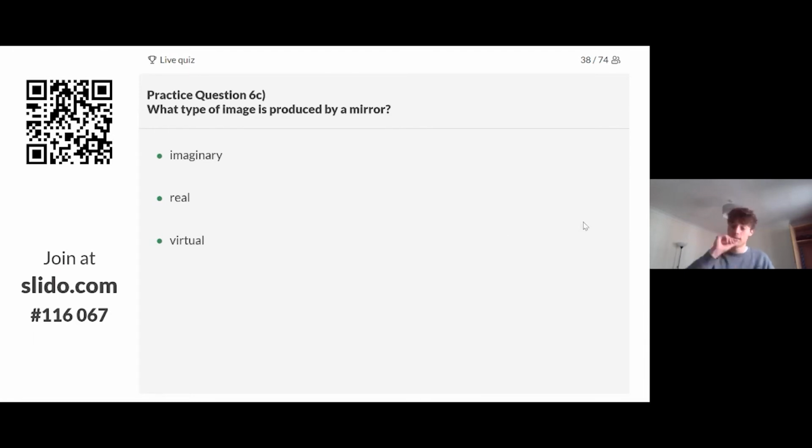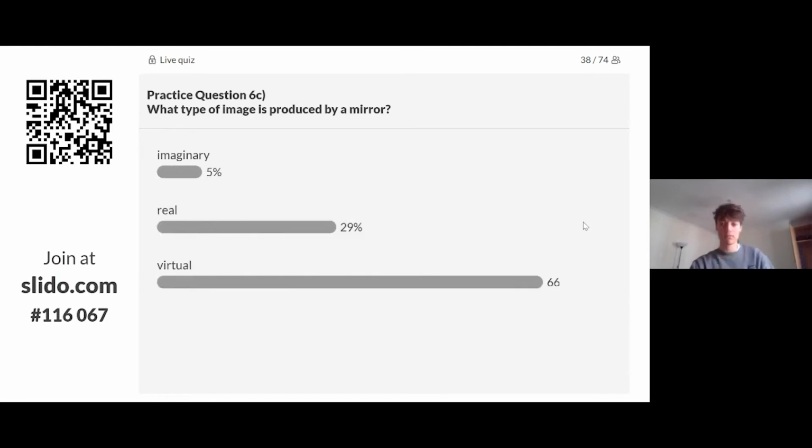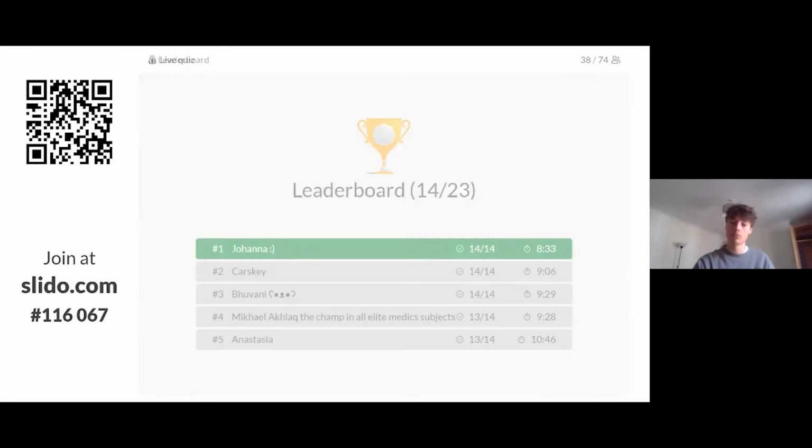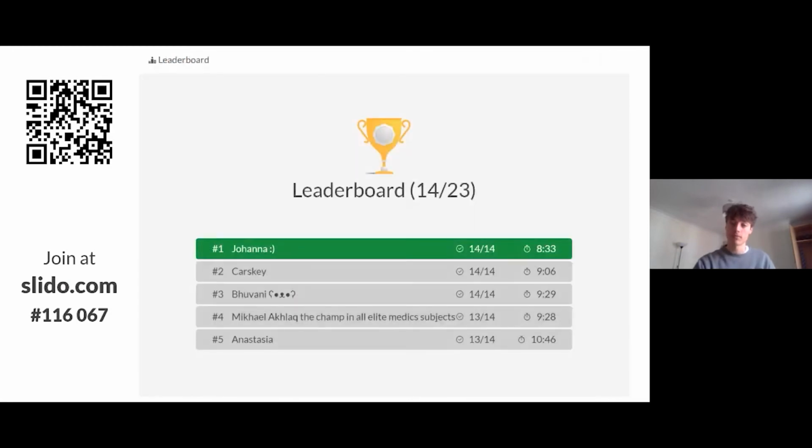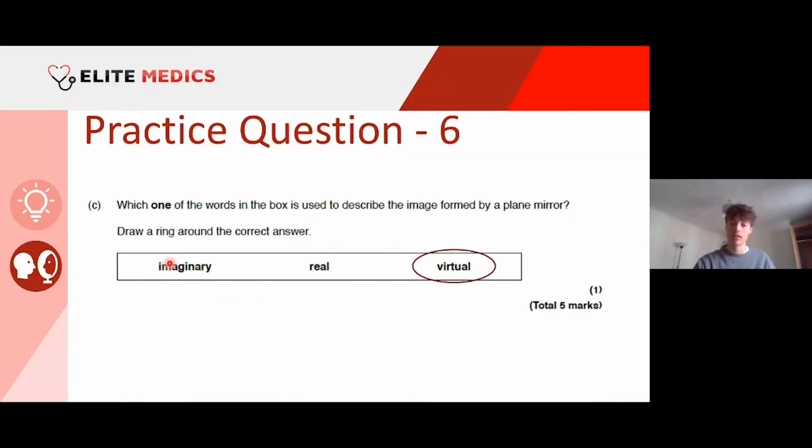Okay, 5 more seconds. It is indeed virtual. Virtual images are produced by reflection. Real images are produced by projections, which we'll see later on. So far we've only seen virtual images, which are produced by reflection. A mirror produces reflections, so it's a virtual image. Okay, so it's virtual.